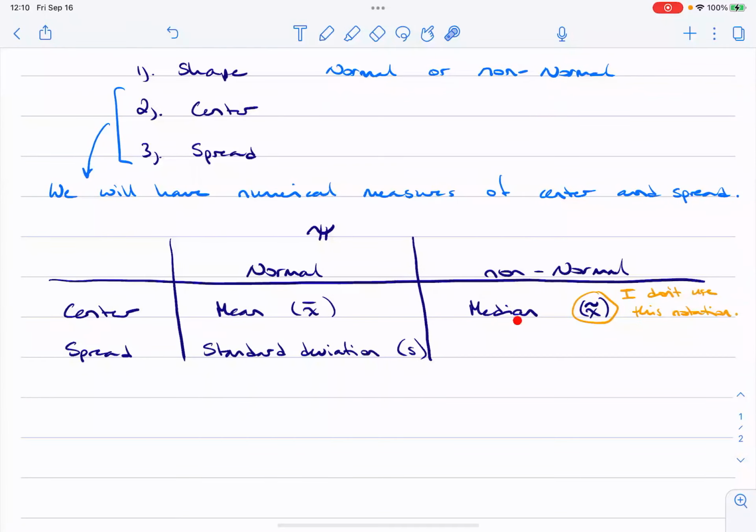And we'll talk about what the median is, of course, but for now, let's just know that the median is the measure of center if we have a non-normal distribution. For the spread, we're going to use something called the interquartile range, which of course we have to talk about as well. But for now, it's the interquartile range, which we usually just abbreviate IQR.